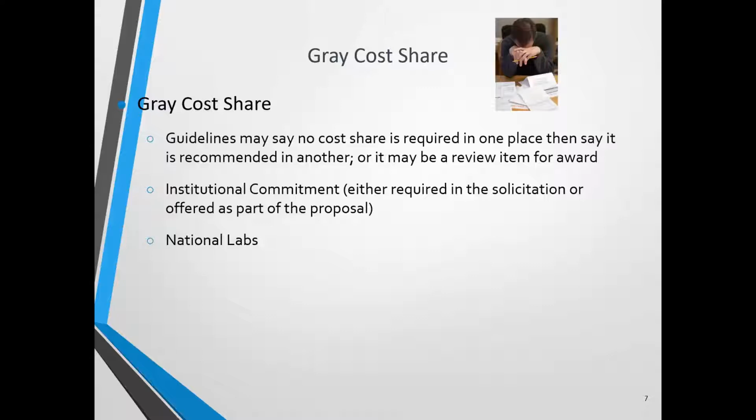Then we have what I call gray cost share. This is when the guidelines may say that no cost share is required in one place, then in another place, they may say that it's recommended. Or if you look through the whole guidelines, when you get to the part where it talks about points for review or criteria for award, they give points if you have cost share provided. Well, that's kind of a gray area, because on one hand, they've said you don't have to have cost share, and in another place, they've said, oh, but you do if you really want to be considered for award. And in many cases, we consider this a type of mandatory cost share.